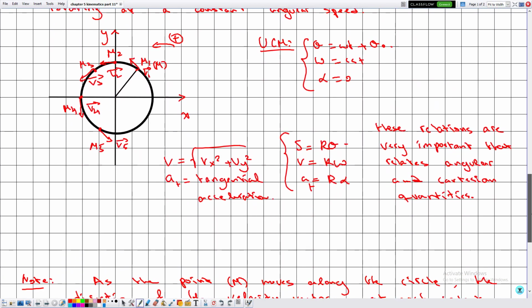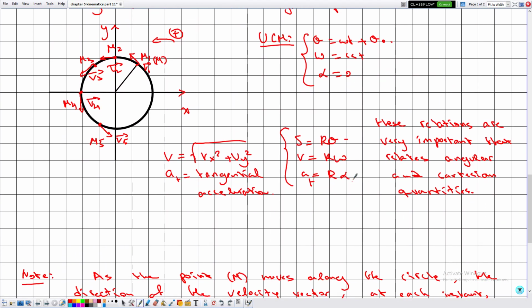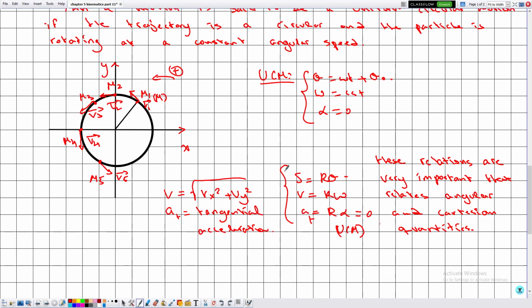So if alpha is equal to 0, and alpha is related to the tangential acceleration, this is equal to 0 in the case of UCM. But although AT is equal to 0, this doesn't mean that the total acceleration is 0. The total acceleration A, which is given by the square root of Ax square plus Ay square, is different than 0, because we can talk about the normal acceleration, which is due to the change in direction, given by V square divided by R. Whenever I say V without any components, we mean the speed, which is the square root of Vx square plus Vy square, the magnitude of the velocity.